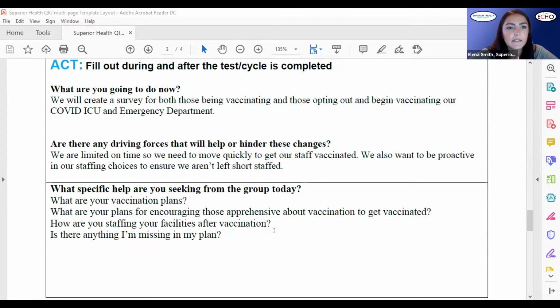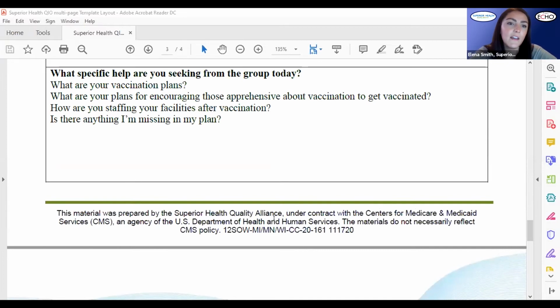Our next plan is that we will create a survey for both those being vaccinated and those opting out and begin vaccinating our COVID ICU and emergency department. Some things that might help or hinder these changes: we are limited on time because we want to start rolling this out as soon as possible. So we need to move quickly to get our staff vaccinated. We also want to be proactive in our staffing choices to ensure we aren't left short-staffed. The specific help I'm seeking from the group today includes: what are your vaccination plans at your organizations? What are your plans for encouraging those apprehensive about vaccination to get vaccinated? How are you staffing your facilities after vaccination? And is there anything I'm missing in my plan that could help this become more of a success?